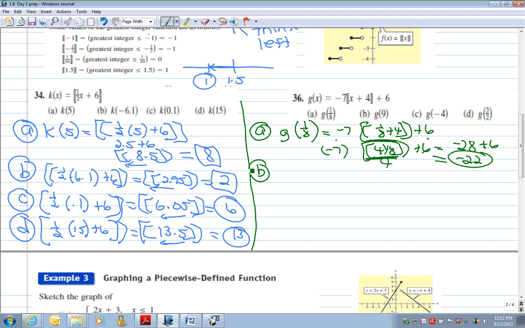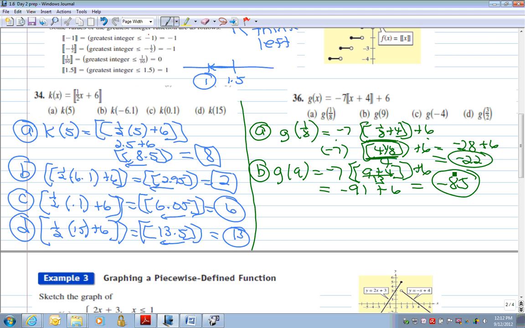All right, B. We have G of 9 equals -7 times the greatest integer of 9 plus 4, and then plus 6. So 9 plus 4 is 13. The greatest integer of 13 would be 13. So now you have 13 times -7. 13 times -7, I believe, would be -91 plus 6, and that would be -85. You may need to pause and think about those steps.